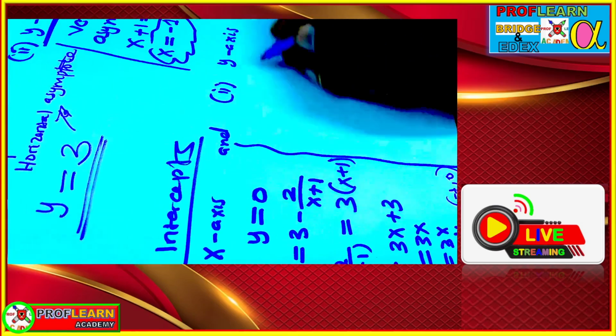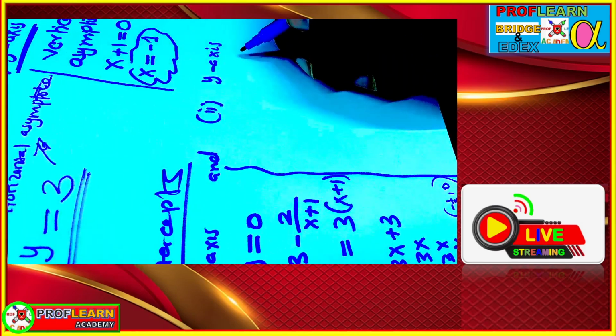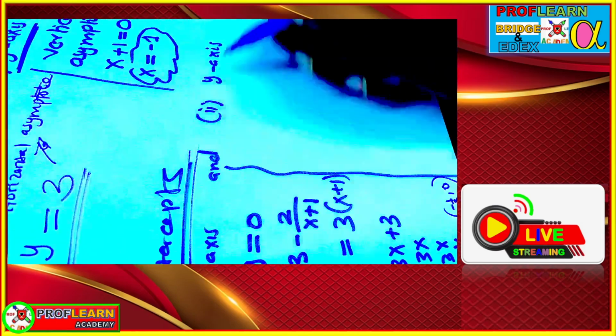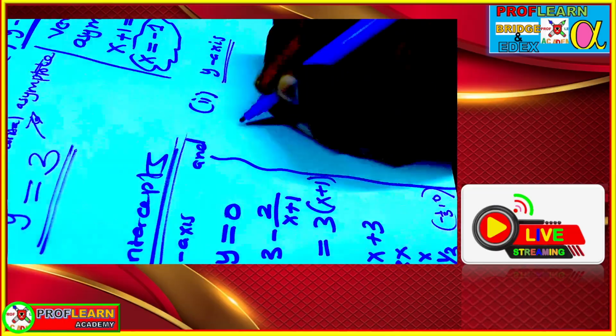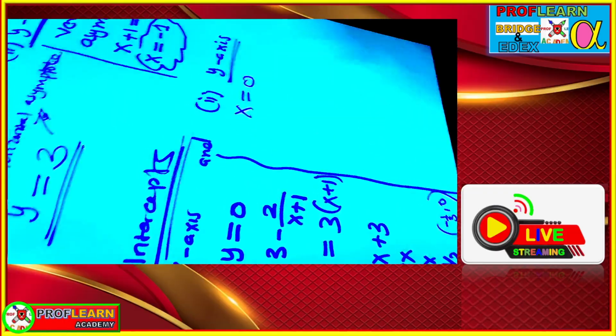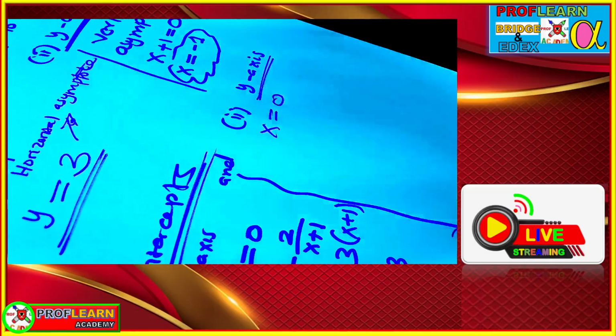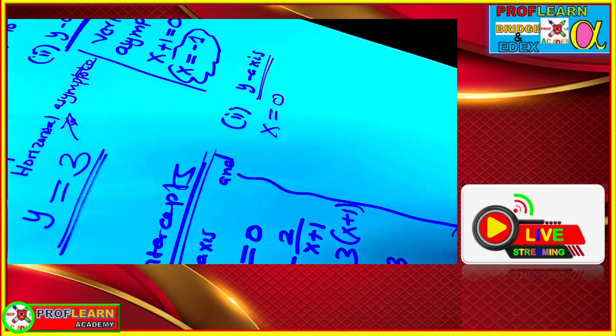Yeah, that's then for the y-intercept, where the graph cuts the y-axis, x must be equal to 0. If the graph is cutting the y-axis, the x coordinate should be equal to 0. That's the logic we're using in this particular question.